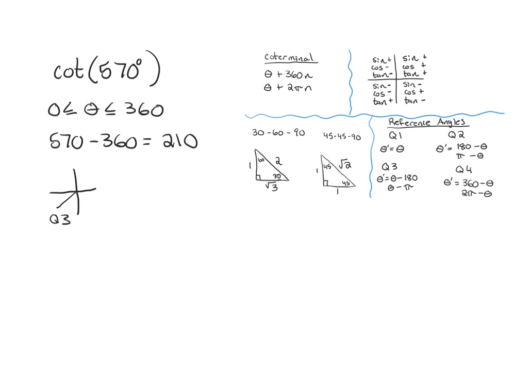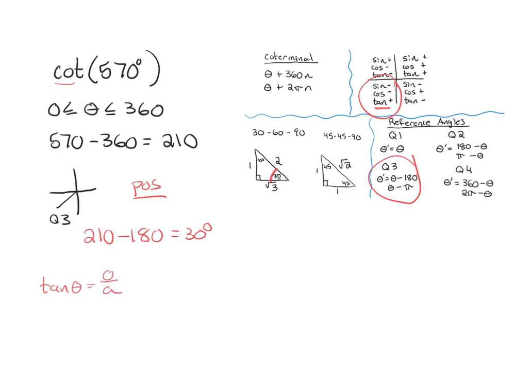And in quadrant 3, cotangent relates to tangent, so that's positive. And in quadrant 3, we would do theta minus 180. So 210 minus 180 is 30 degrees. So 30 degrees is my reference angle. And if tangent is opposite over adjacent, cotangent is adjacent over opposite. So square root of 3 over 1 is square root of 3, positive.